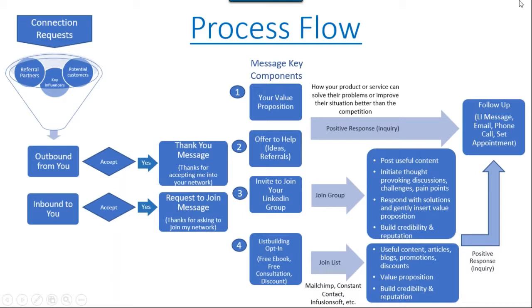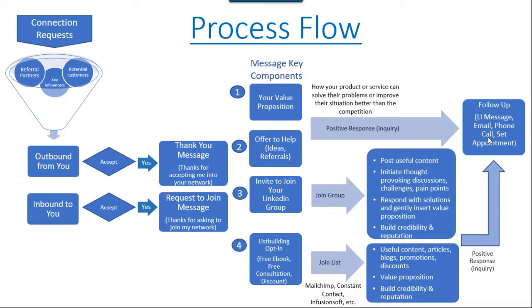And if you look at Ken's messaging, I want to cover the components of it, because this is really important. The first thing you want to have in that messaging is your value proposition: how you're of benefit to that person by being part of their network, and how your product or service can solve their problems or improve their situation better than the competition. It's not a huge sales pitch or a ton of detail, but you have an opportunity to briefly explain what you do and how you can help them and solve their problems.